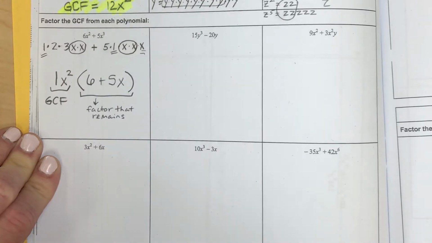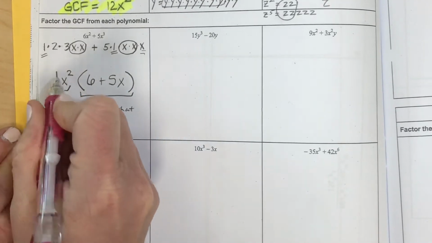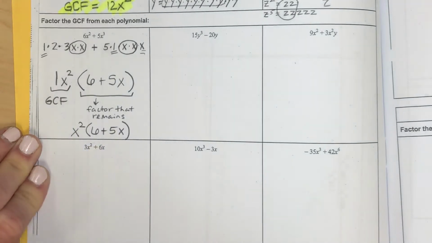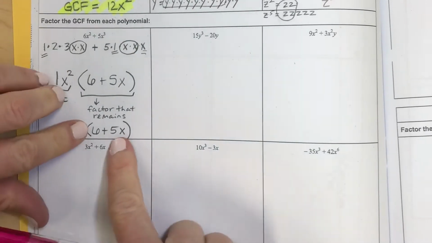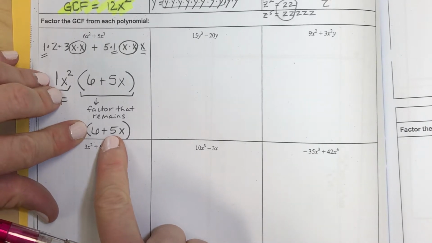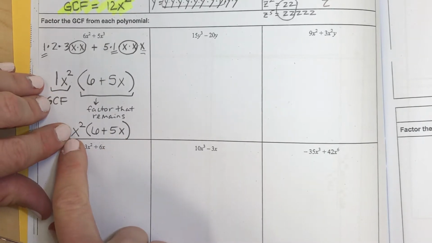And so this is what our answer looks like. It looks like x squared, because I don't really need that 1 in the front, and then 6 plus 5x. Now this is how you check to make sure you have the right GCF. You look at your set of parentheses and make sure that there is nothing in common with those terms that are left in the parentheses. If there's not, then that means you pulled out the complete GCF.